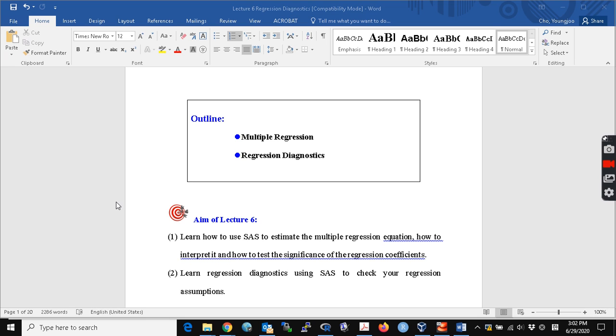And after building the model, that's not the end. So you need to check your model carefully, whether you can find any extreme points, and also check whether your model satisfies the regression modeling assumptions.